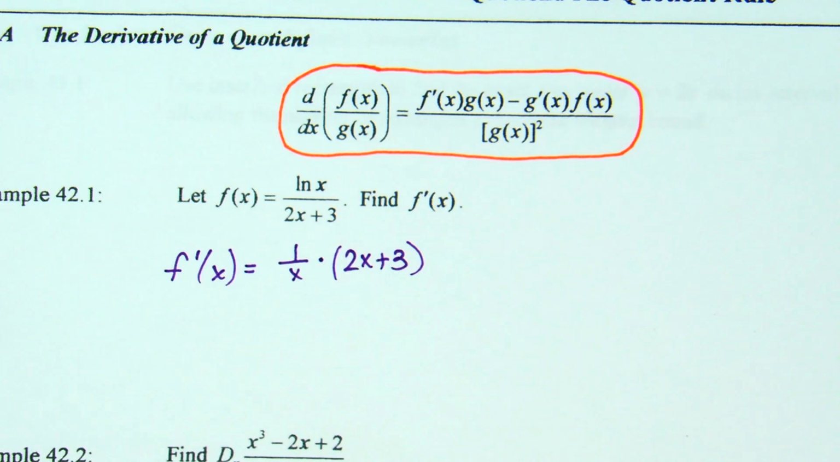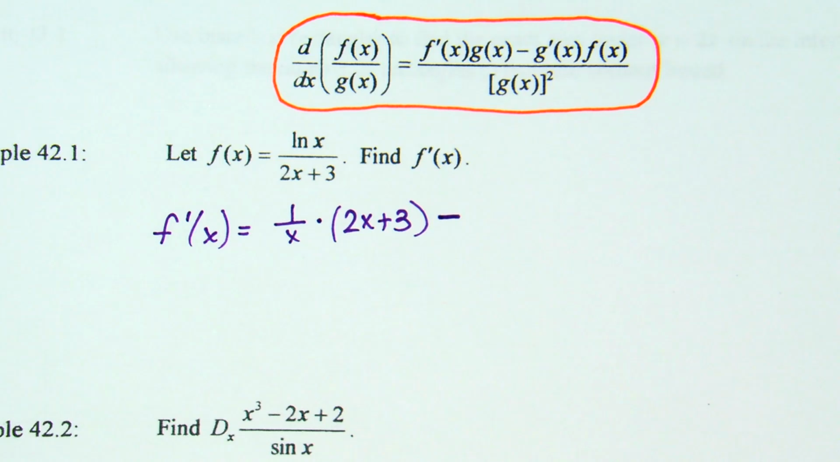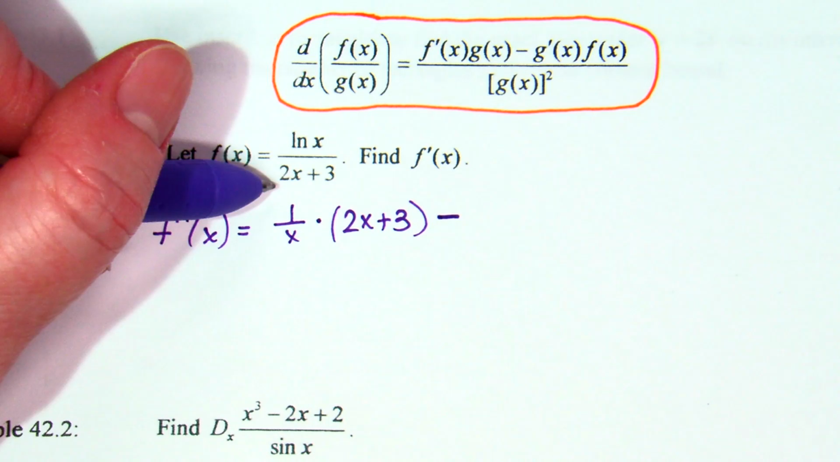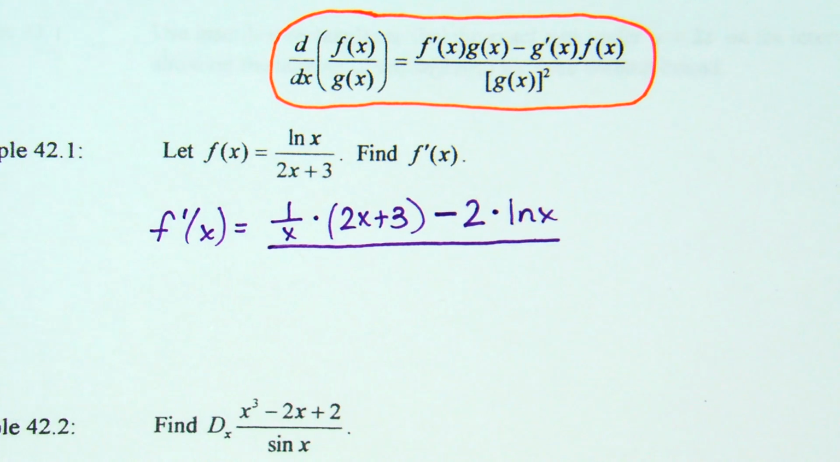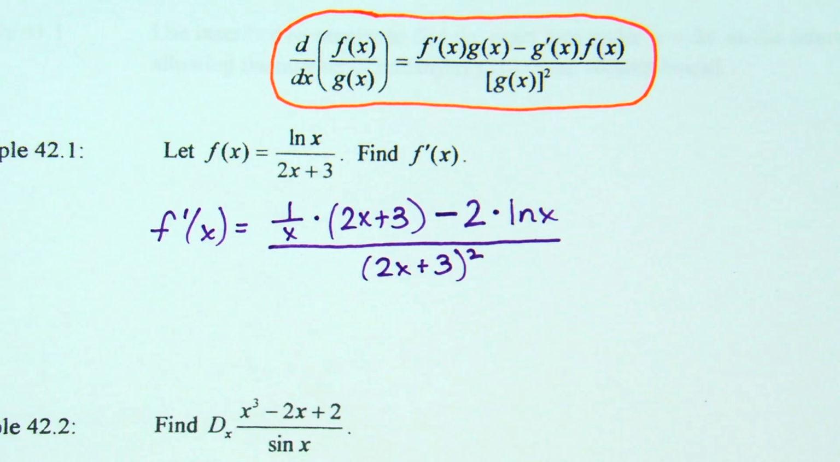And then it's going to be, because it's quotient rule, we use minus. And now we do just the opposite. Derivative of the denominator. So what's the derivative of 2x plus 3? 2, times the numerator as is, which was natural log of x. All over denominator squared. So 2x plus 3 quantity squared.